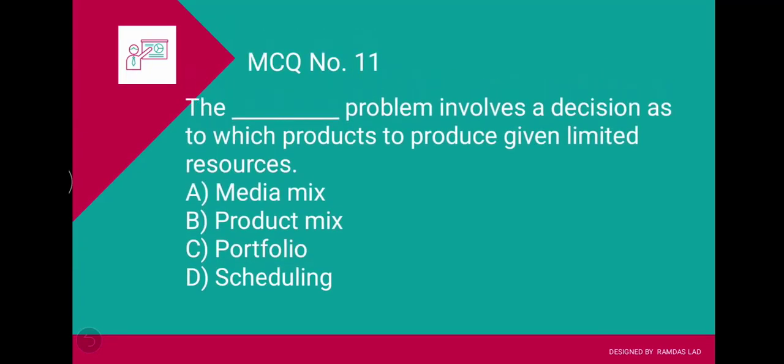Next question, question number 11. The dash dash problem involves a decision as to which products to produce given limited resources. So here option A is media mix, option B is product mix, option C is portfolio, and option D is scheduling. So the correct option is product mix, option B.